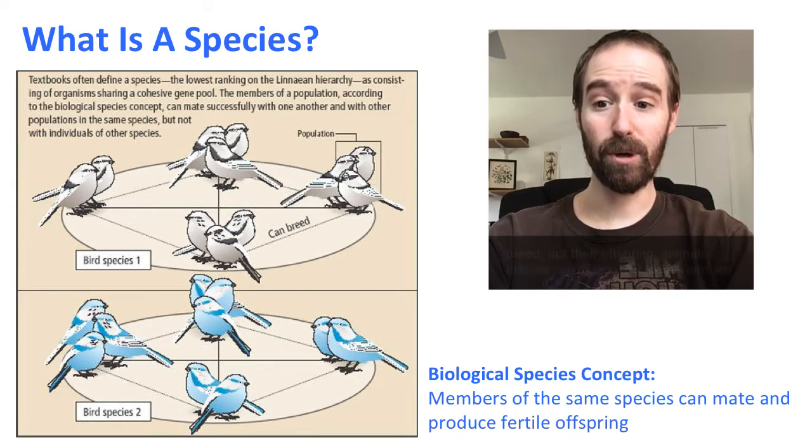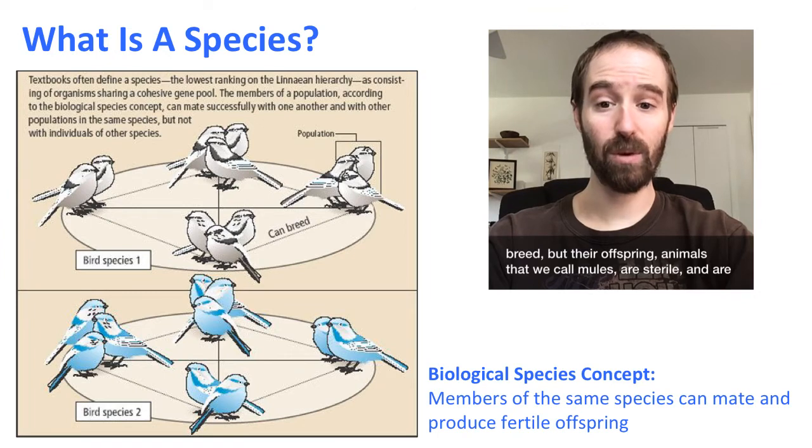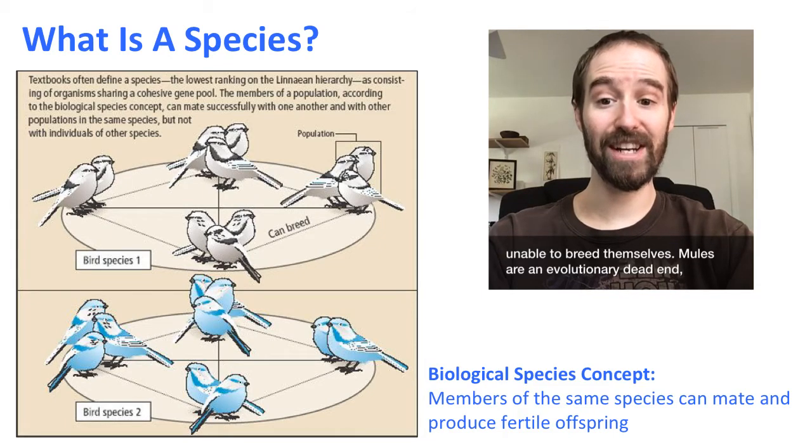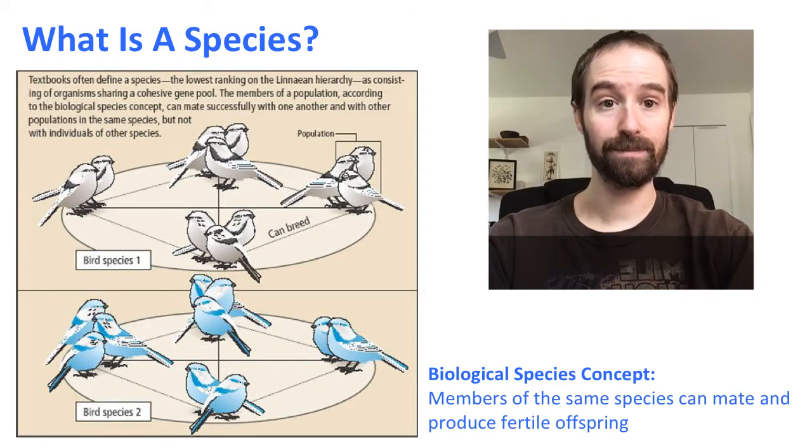For example, horses and donkeys are different species. They are able to breed, but their offspring, animals that we call mules, are sterile and are unable to breed themselves. Mules are an evolutionary dead end because two mules cannot mate to produce another mule.